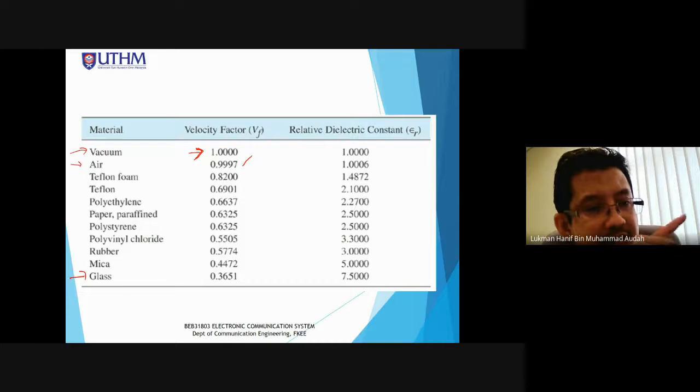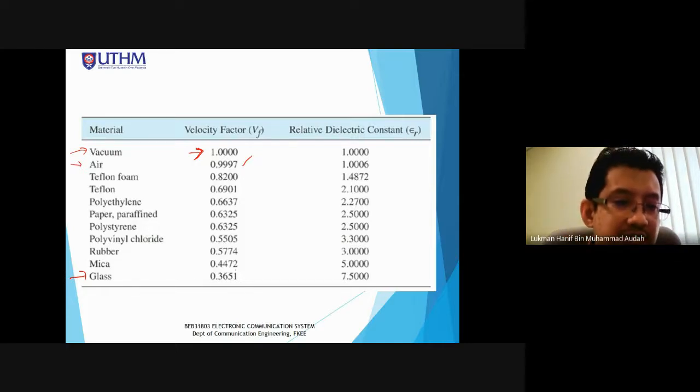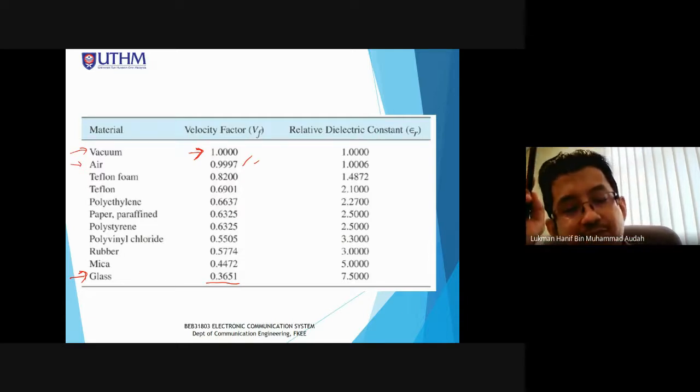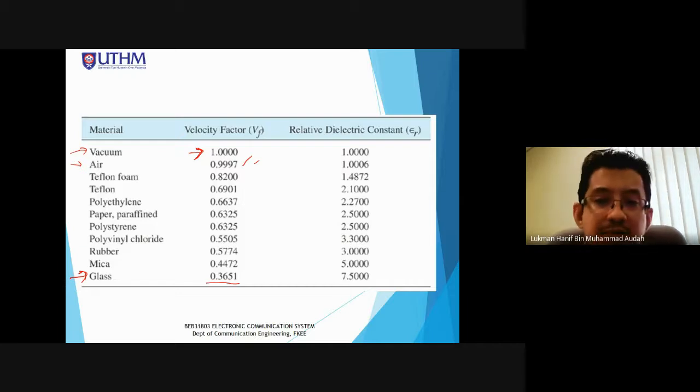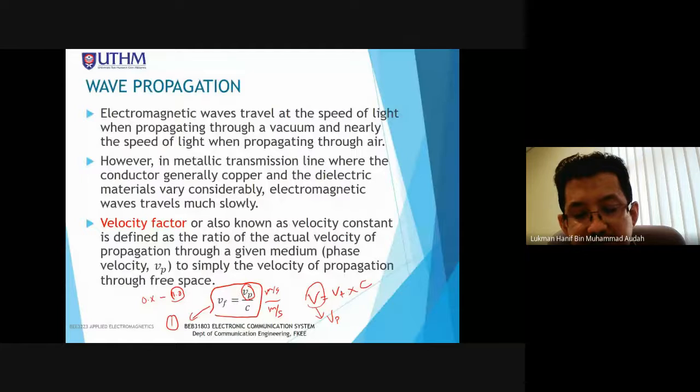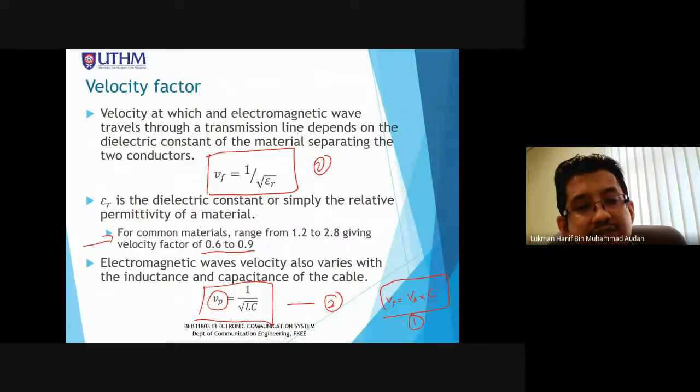And then Teflon foam ni dah makin mengecil, sehinggalah di sini ditunjukkan gelas, gelas 0.3651. So maknanya gelombang kalau dia bergerak dalam gelas, dia jauh lebih rendah berbanding dengan kelajuan gelombang dalam udara. Remember, the higher the VF, the higher would be the speed of the wave. Kemudian dielectric constant tadi kita boleh ukur menggunakan dua persamaan, sama ada menggunakan VP over C ataupun satu dibahagikan dengan epsilon R.